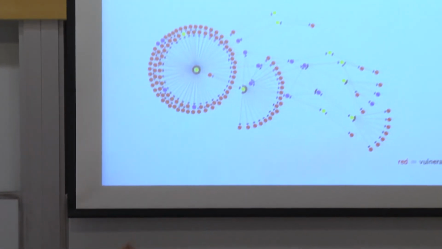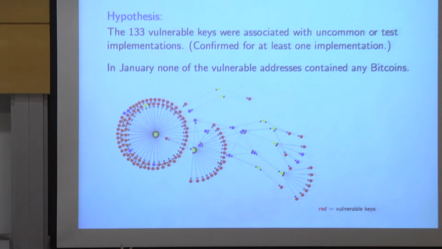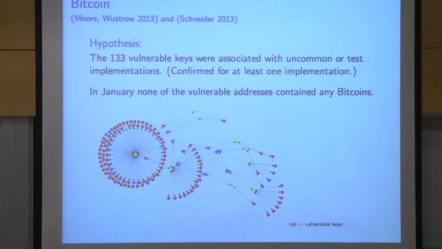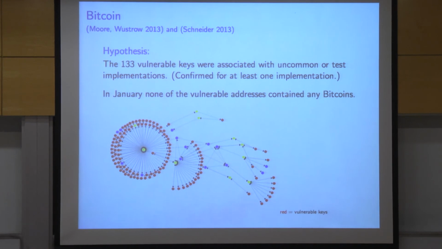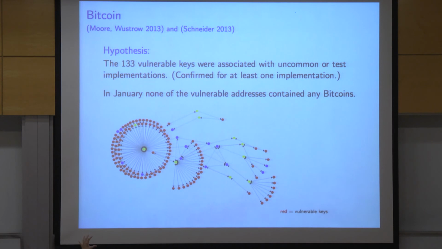And this is a plot of the interactions between the Bitcoin addresses that were affected. So red is vulnerable keys. And you can see that a large number of them all clearly have something in common. There's something going on here. And then there's a couple more connected components that are probably all related to each other. And in January, none of these vulnerable addresses contained any Bitcoin value.